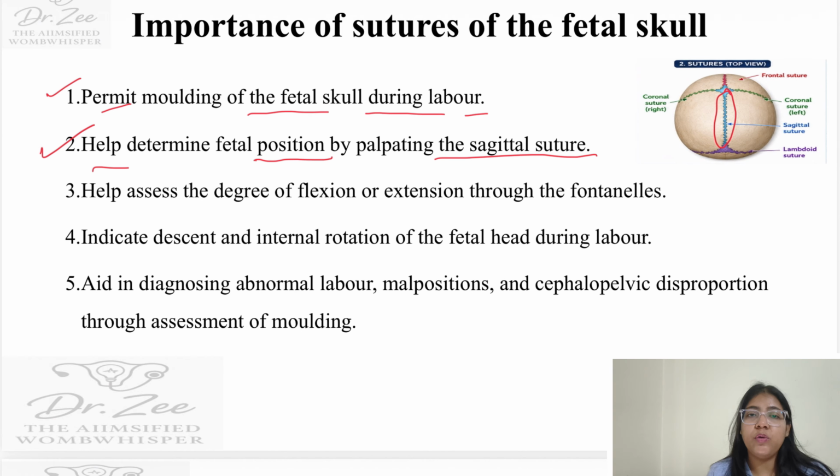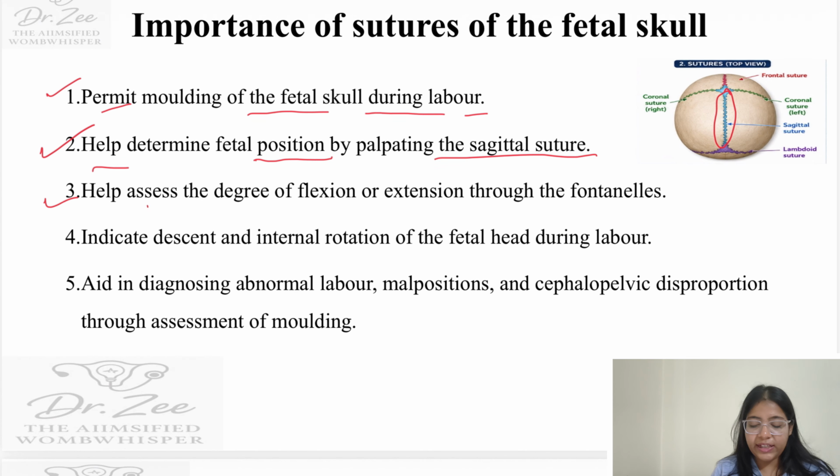It will help you in knowing if there is ongoing internal rotation of the head or not. If there is no ongoing rotation, and you are feeling the suture in a constant horizontal way, then it means there is deep transverse arrest. But if you feel it was in transverse, now it is oblique, now it has become more vertical, now it is completely vertical, then you know that the rotation is complete and the labor is progressing normally. So in that way it will help you in knowing the fetal position.